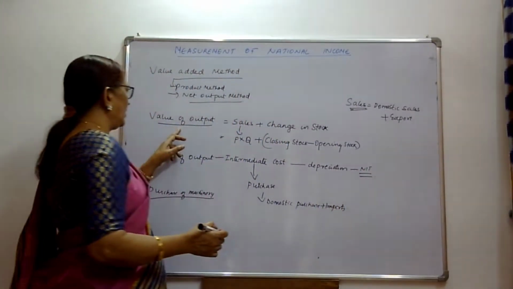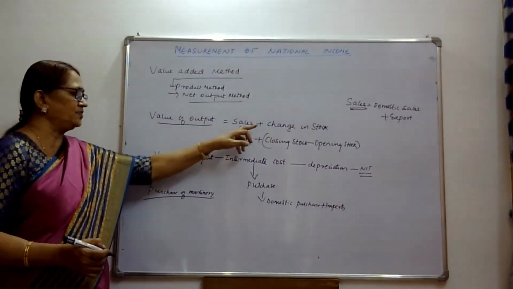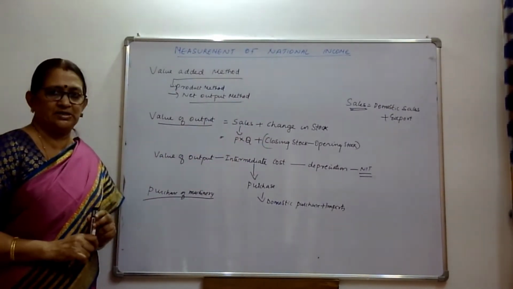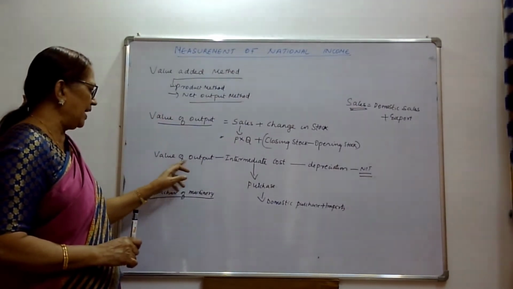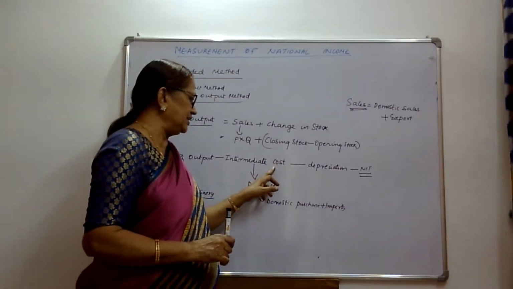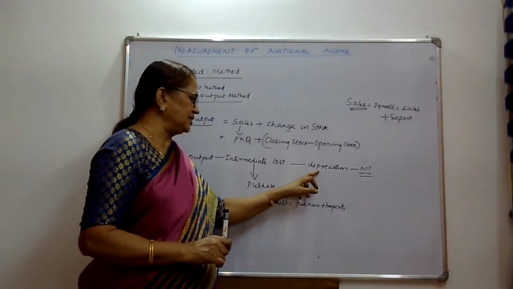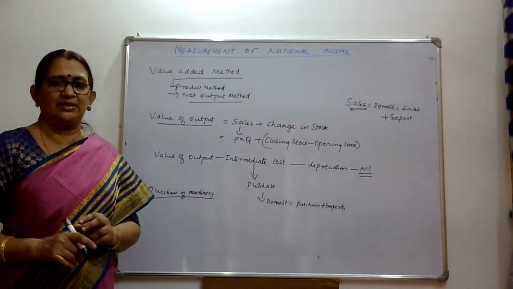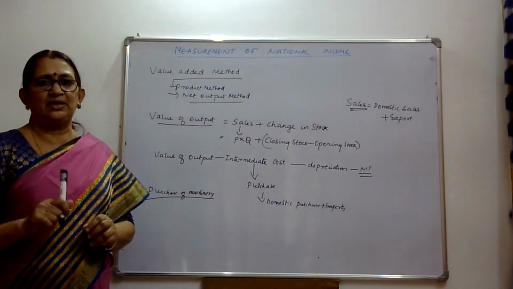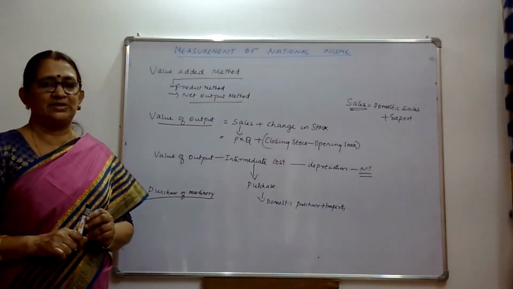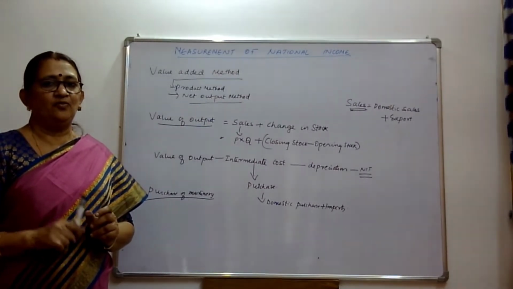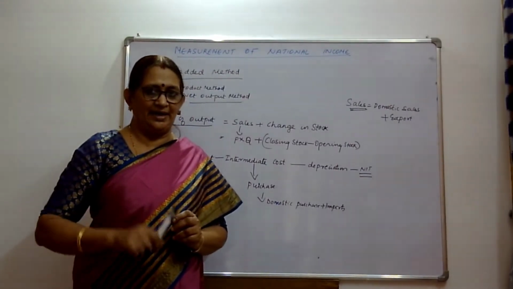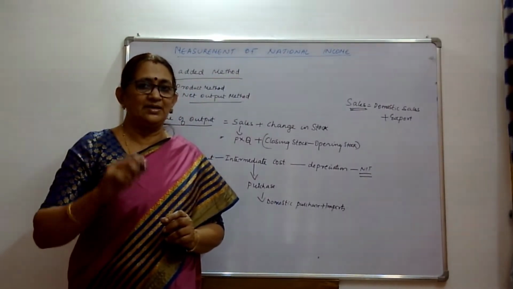So kindly take care of the terms. Value of output can be sales plus change in stock, where sales is price into quantity and change in stock is closing stock minus opening stock. So by calculating value of output minus intermediate cost, we get GDP at market price, minus depreciation, NDP at market price, minus net indirect tax, NDP at factor cost, or domestic income. To that, we have to add net factor income from abroad in order to get national income. Income from abroad minus income to abroad is NFIA. Income from abroad is to be added, income to abroad is to be subtracted.